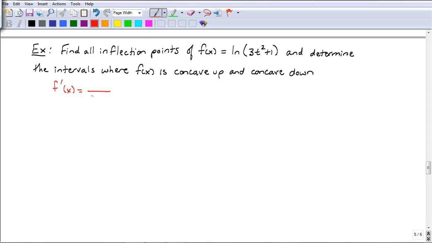To do the derivative of a natural log, you just put what you're taking the natural log of, the argument, on the bottom, and you put the derivative of that on top. That's the whole trick to natural logs. So there's the first derivative. But I need to find the second derivative.